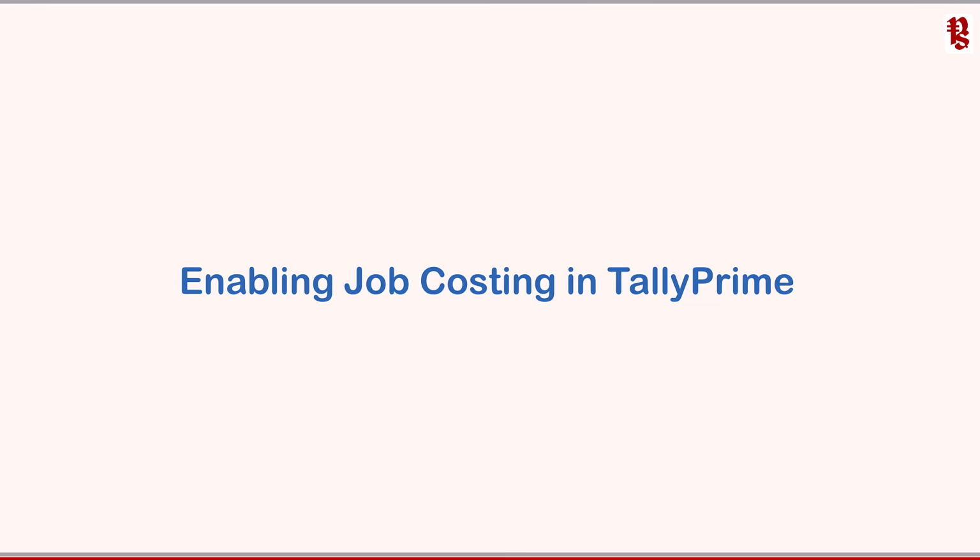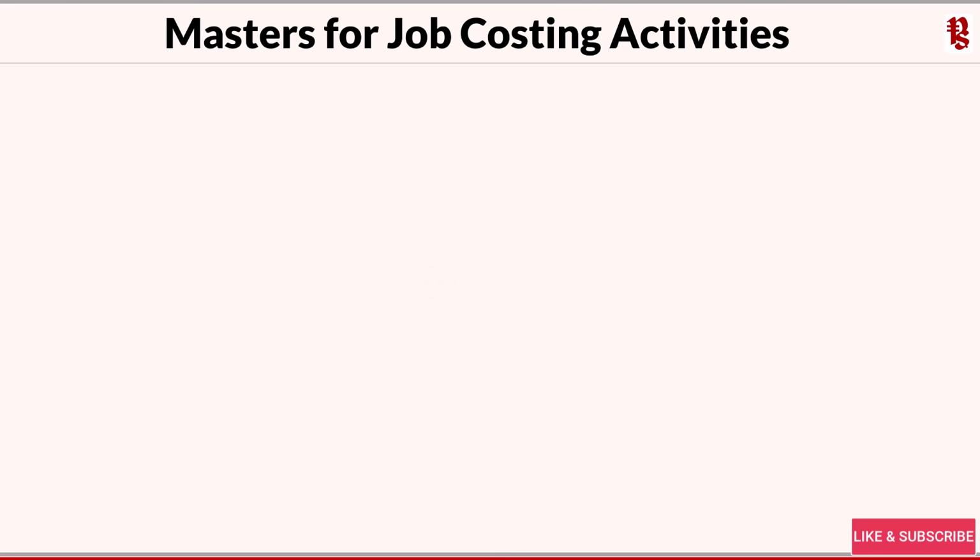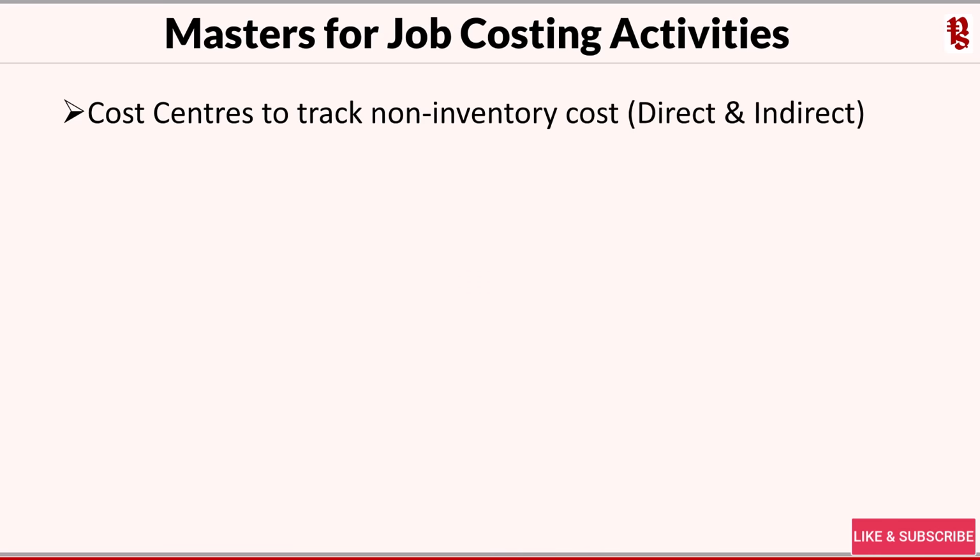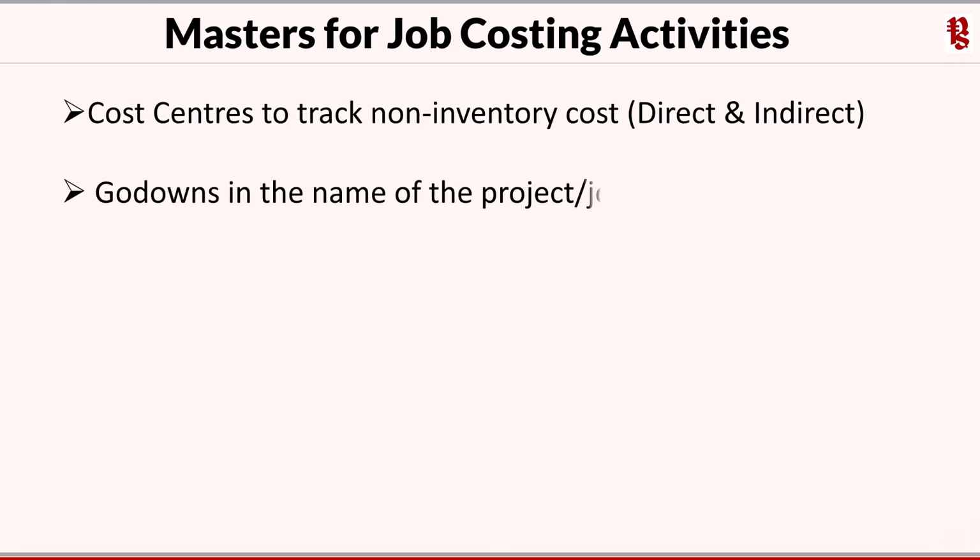Before we move to Tally, let us understand the masters that must be created for effective job costing management in Tally. The masters that are required for job costing activities are cost centers to track non-inventory cost, which is direct and indirect accounting cost, and godowns in the name of each of the projects or jobs to track inventory movement.